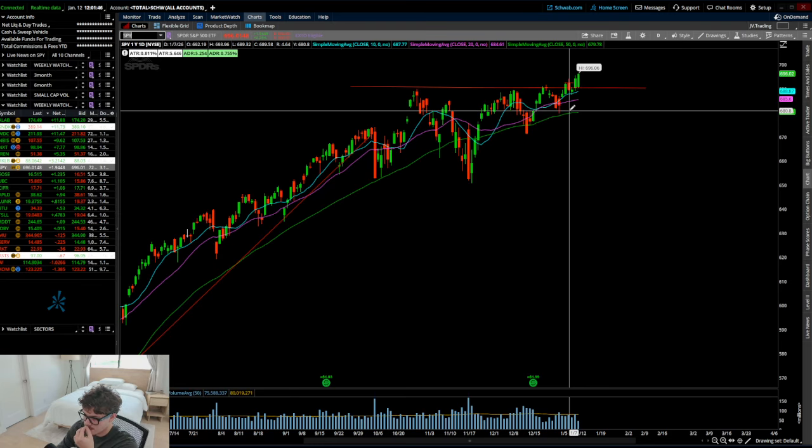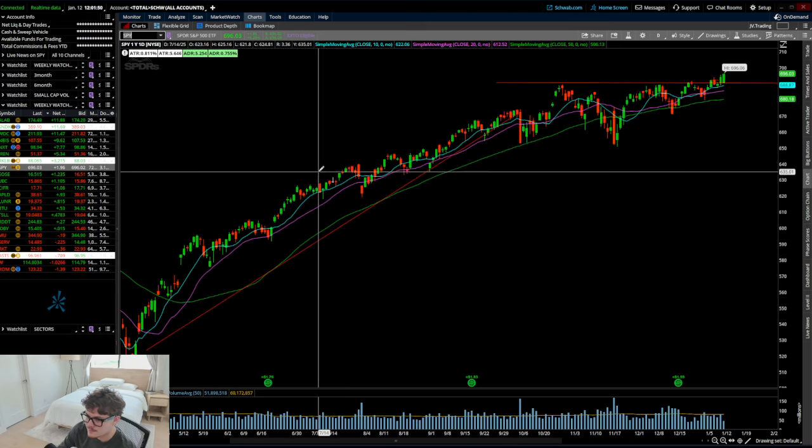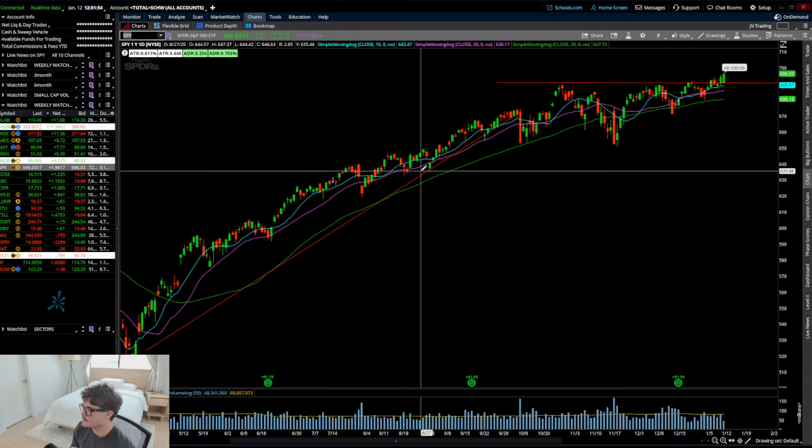We can see right now 10, 20, 50 stacked up, moving higher. Price action is above the 10 and 20. Price action can surf the 10 and 20. Anytime it retests the 50, you want to be a little bit more cautious. And whenever price action is below the 50, just probably not going to trade.